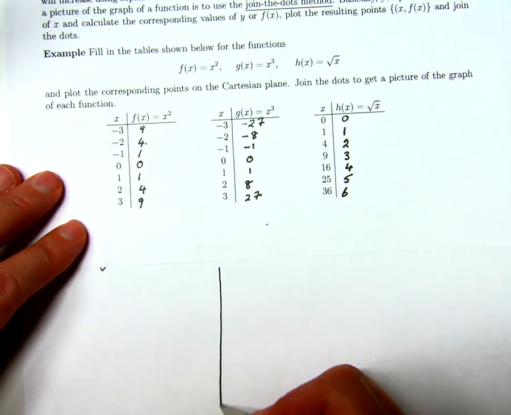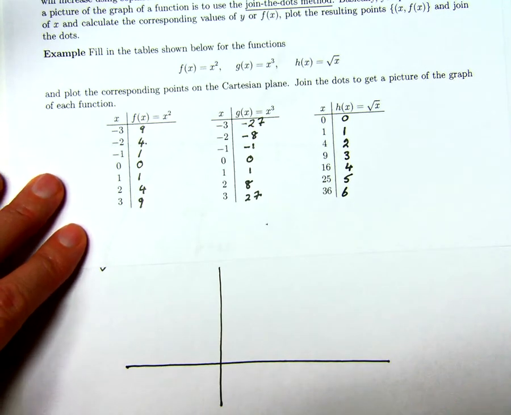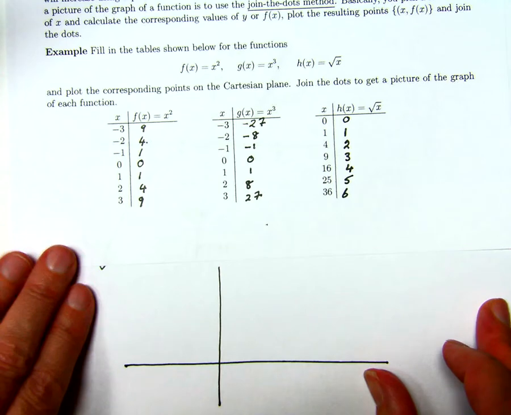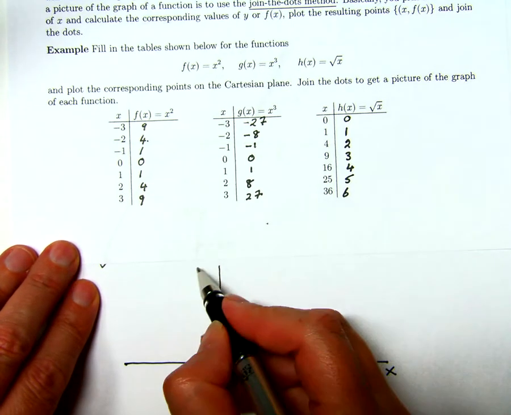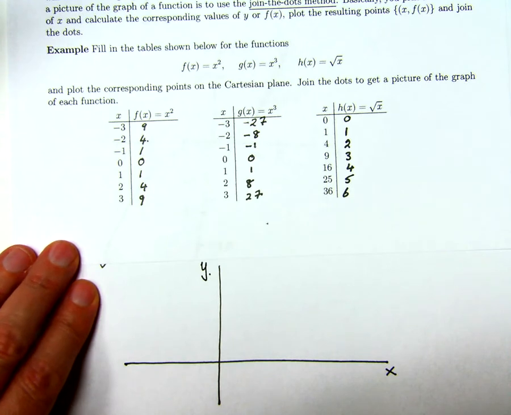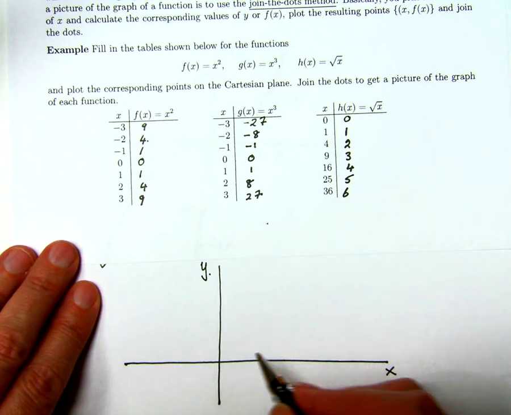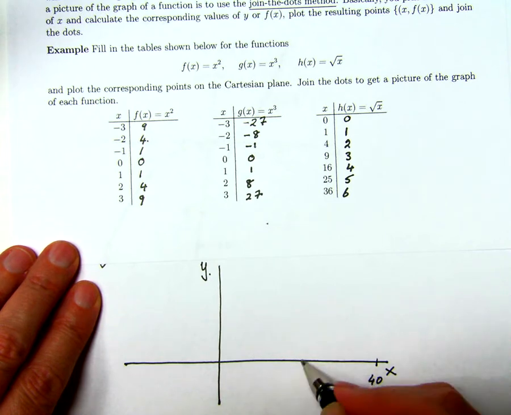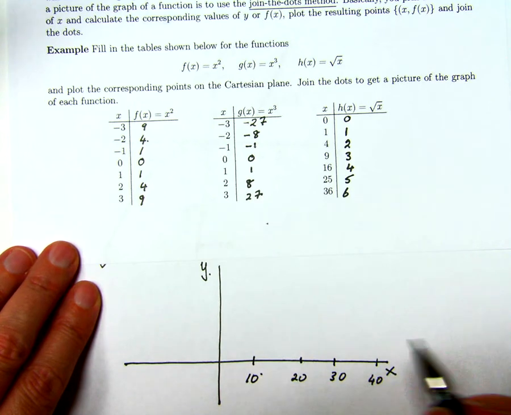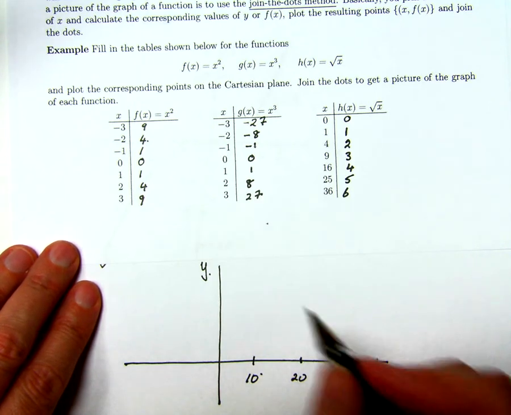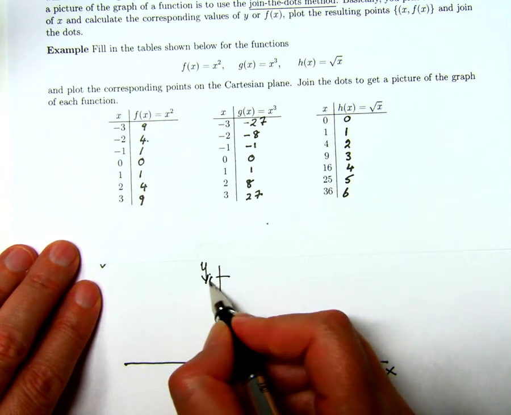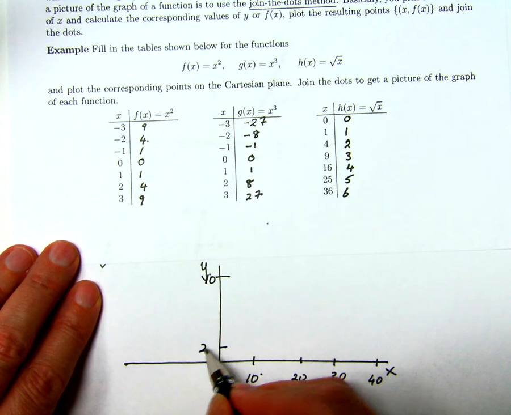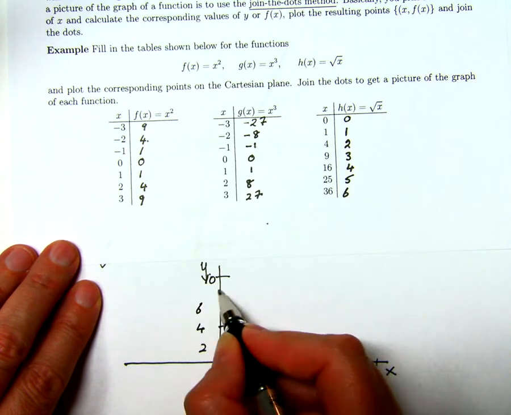Of course, the domain of this function is just x values which are greater than or equal to 0. So we really just need the right half of the plane to graph this function. Now the x values should run from 0 to 40, say. And the y values here need only go as far as 10, let's say. 2, 4, 6, 8, and 10.